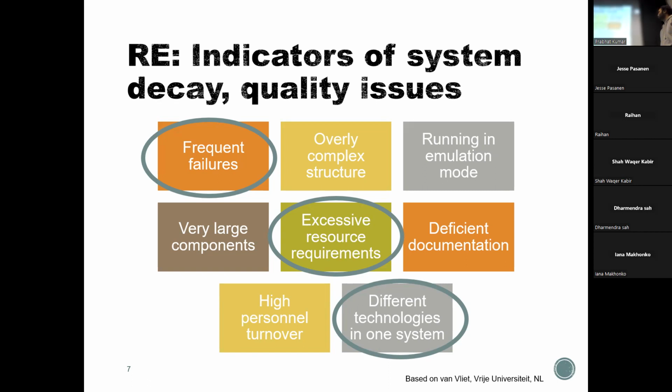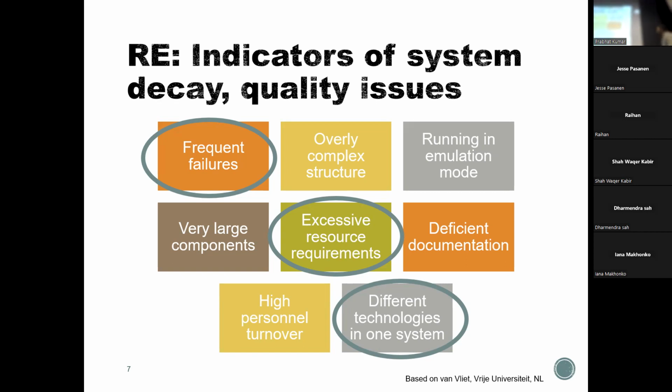So this was the second thing. And the third was different technologies in one system. When you use different technologies in a particular system, an integration problem can happen. You may not be able to integrate all the different technologies properly, and because of this integration, the overall degradation of software can actually happen, right?